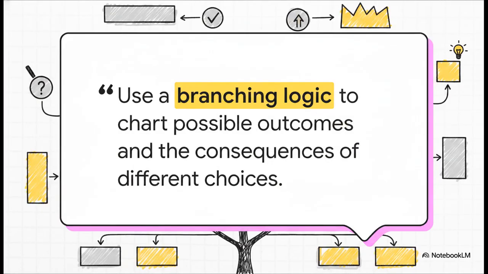So ultimately, the whole concept really comes down to this core principle. Use a branching logic to chart possible outcomes and the consequences of different choices. Decision trees take all that chaos, the uncertainty, the multi-layered conditions, and they organize it all into this beautifully intuitive hierarchy. So as you look at your own workflows, think about the biggest, most uncertain choice you are facing right now. How could mapping those conditions into a step-by-step sequential branching tree completely transform the way you tackle it?